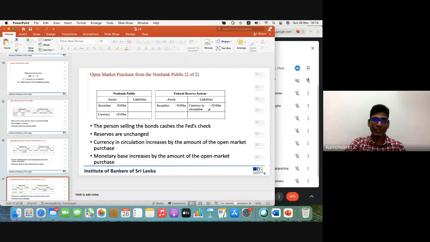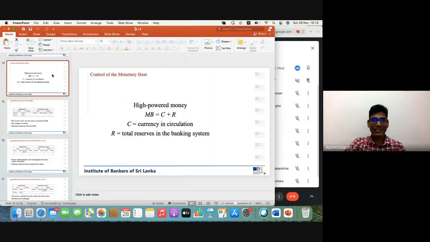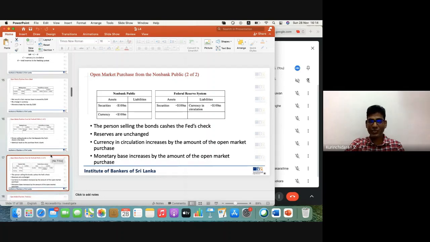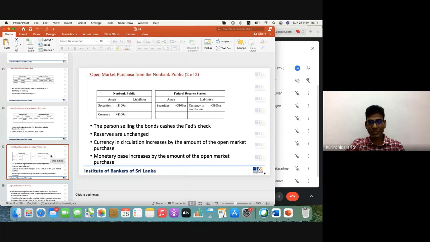So you could remember now the previous slides, what is meant by monetary base? It's the currency in circulation and the reserve. So whatever happens now, whether increase by currency or increase by reserves, both are increasing monetary base. For central bank, both are the same, because central bank wanted to increase monetary base or decrease monetary base. It can be through reserves or it can be through currency in circulation.